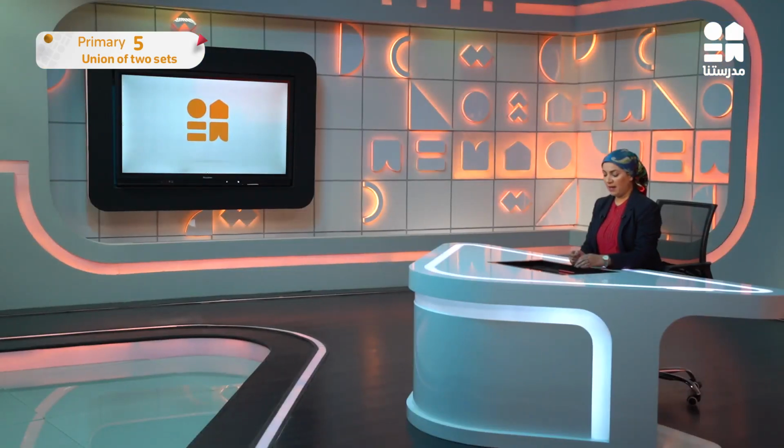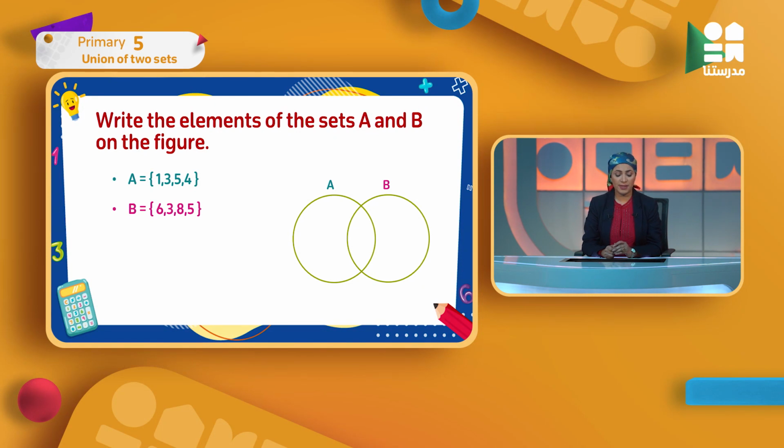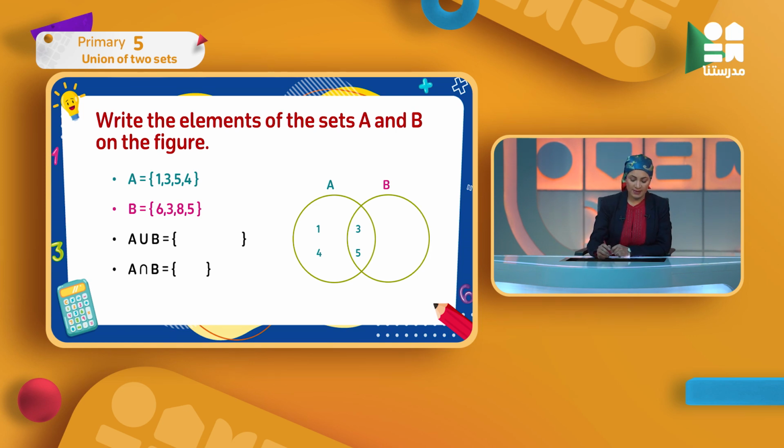Okay guys, let's move to this example. I want you to write the elements of the sets A and B on the figure in front of you. So if I have the elements listed for me inside the braces and I want to write both of them, let's check the first one. In set A, I have the elements 1, 3, 5, and 4. So I write them 1, 3, 5, and 4. Then I want to write the elements in the set B, or to put the elements in the set B on my Venn diagram. You have to notice this.